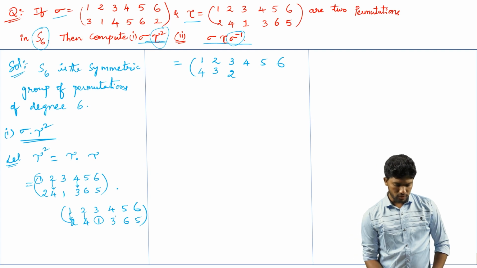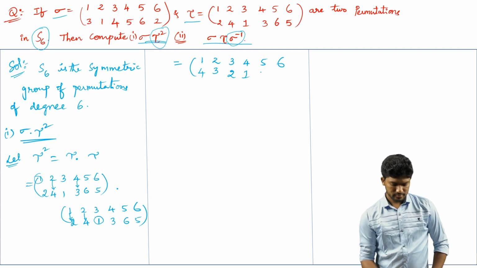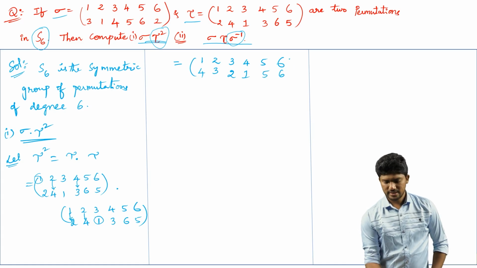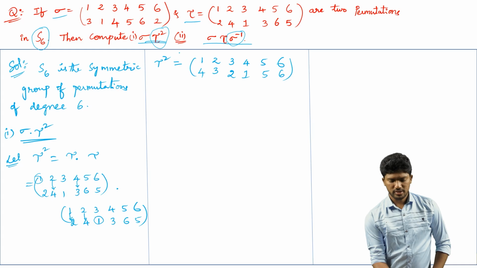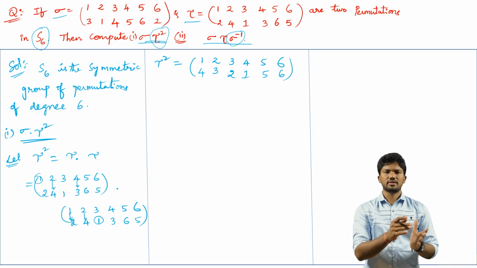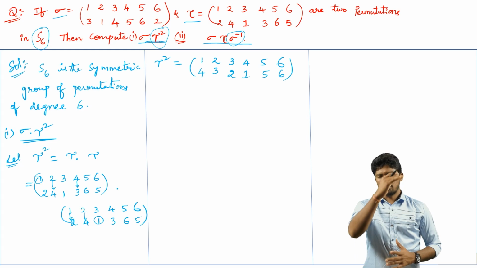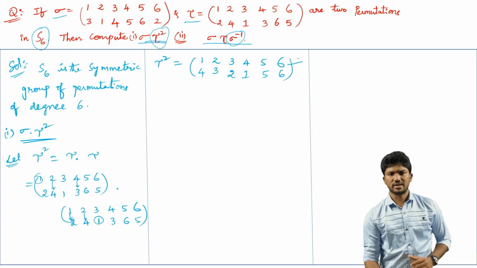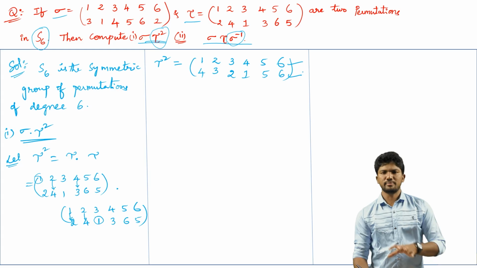Next, 4 to 3, 3 to 1, so 4 to 1. 5 to 6, 6 to 5, so 5 to 5. And 6 to 5, 5 to 6, so 6 to 6. This is the tau square value. We are just doing the arrow notation carried from right to left and from top to bottom. The first row has the domain values, and the second row has the image values.